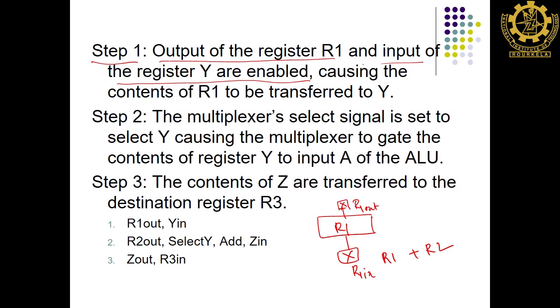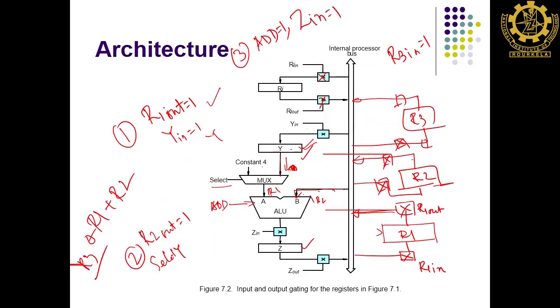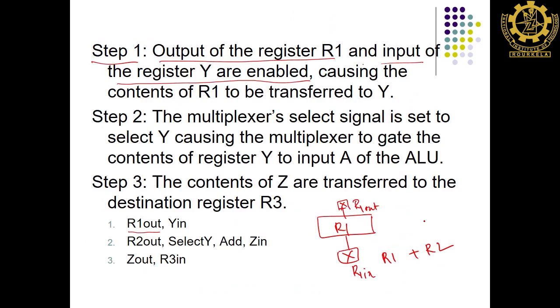So that is why in the first step you have to do R1 out and Y in. Because you have to remember the diagram. What is the diagram? You have to go back, because this is Y in, you have to turn it on and then R1 should be out. That is why it is here R1 out and Y in. It is not in the same step. In the next step, what do you have to do? R2 out, select Y, and you add and Z in. And in the next step, Z out will go to R3 in.